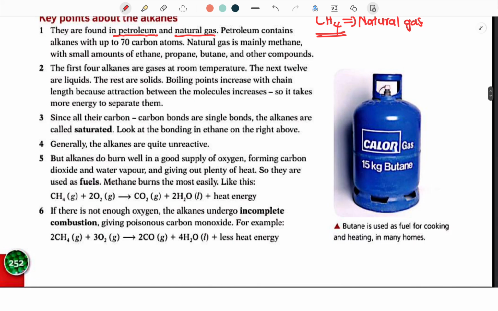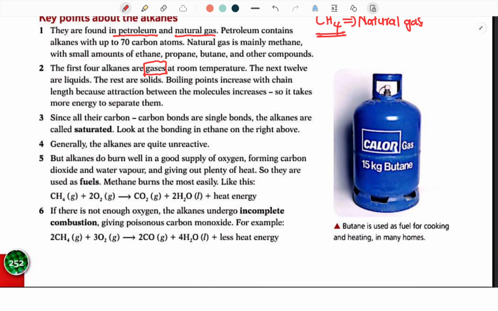The first 4 alkanes, which are meth, eth, prop, but, are gases. Important multiple choice question: which of the following alkanes are gases at room temperature and pressure? So make sure you know the first 4 alkanes are gases.